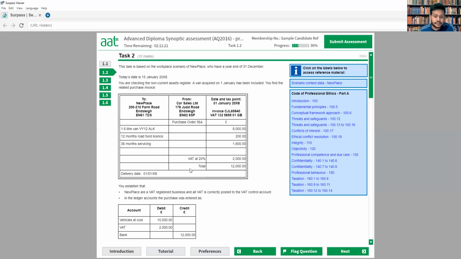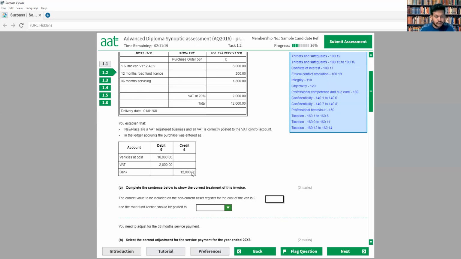Remember that. Let's have a look. What is the question here? Here it says you establish that New Place are a VAT registered business and all VAT is correctly posted to the VAT control account. That means if the business is VAT registered, then VAT is not the cost. So for example, the £2,000 that we paid for the VAT, I'm going to claim back, isn't it? So at the end of the VAT period, I'm going to claim back all the input VAT. So this 2,000 will come back to me. So VAT is not the cost for me.